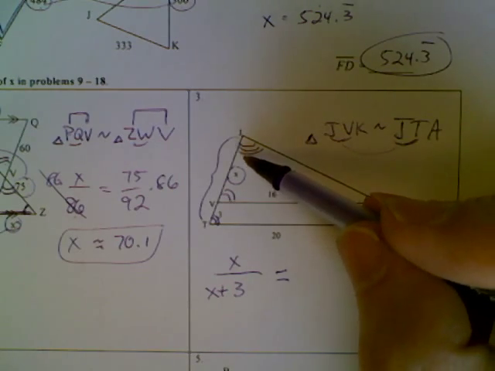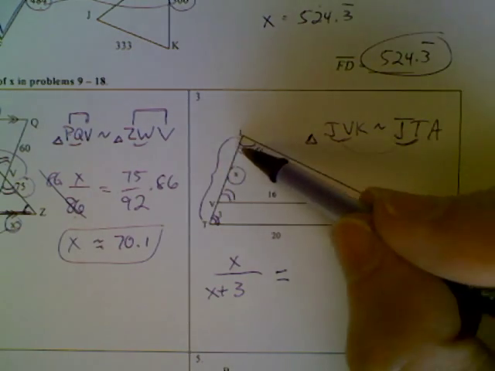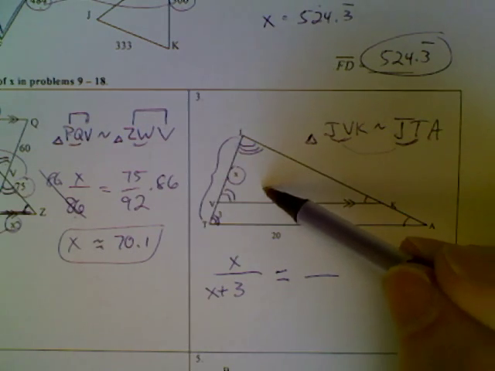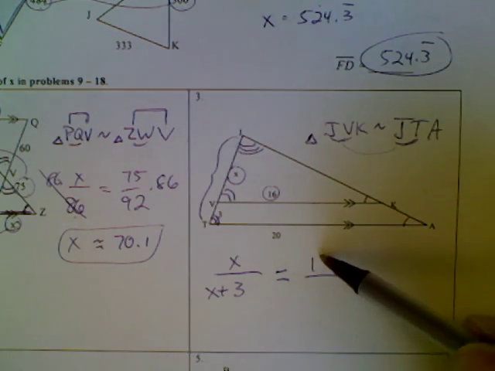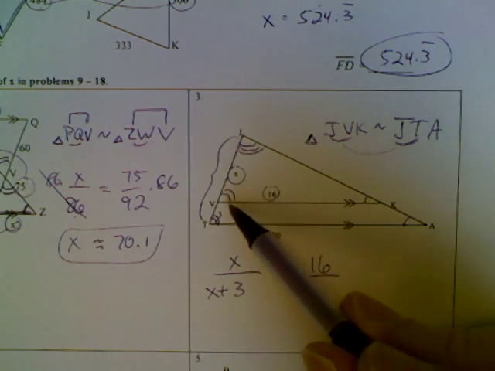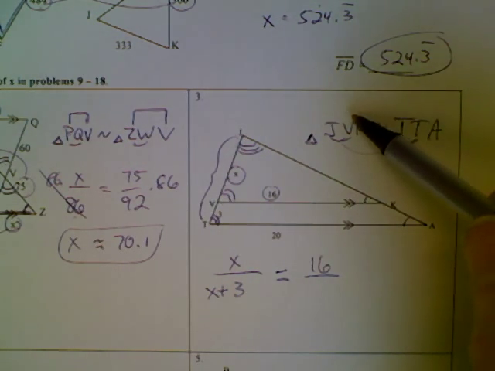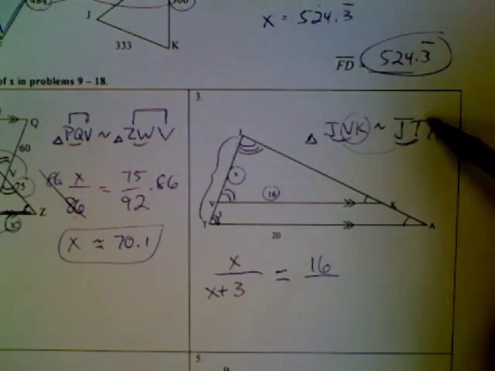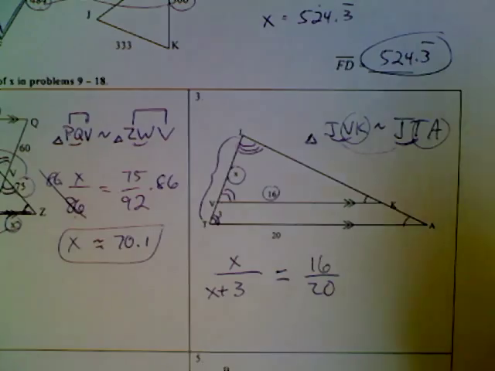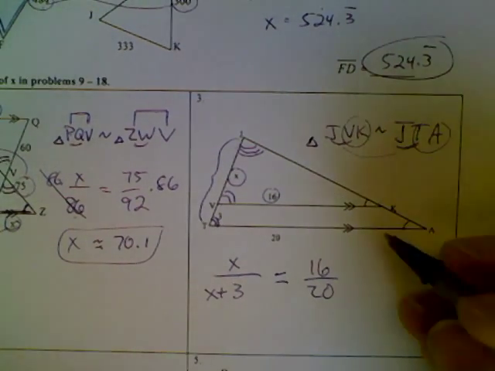So now I need another side from the little triangle here to start my next fraction. Well, the only side I have to choose from is the 16. Hopefully that matches up with the 20. That would make life easy. Let's find out. VK, there's my VK. That matches up with TA, and TA is 20. Okay. Now this equation is going to take a little bit more work.